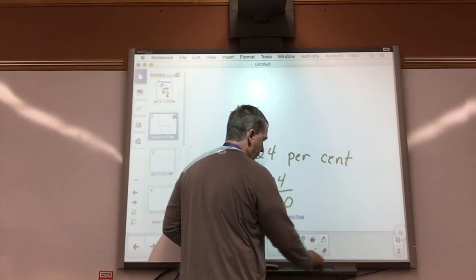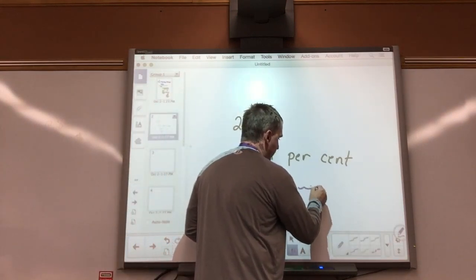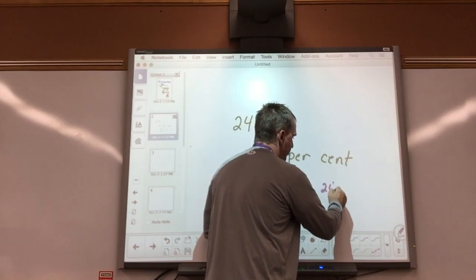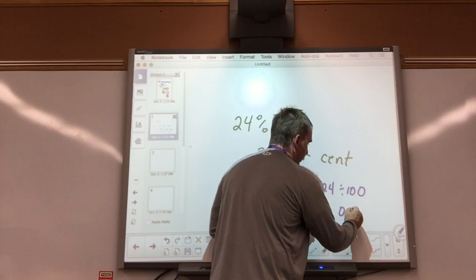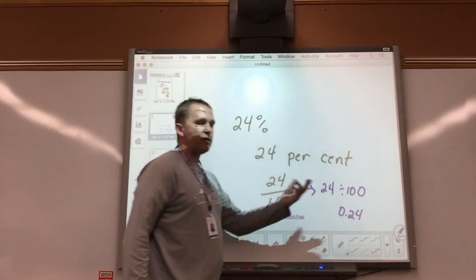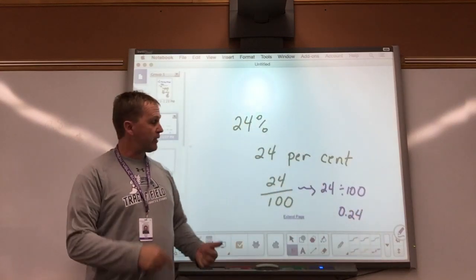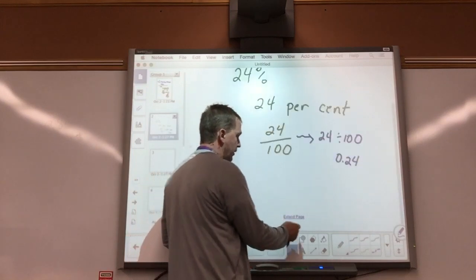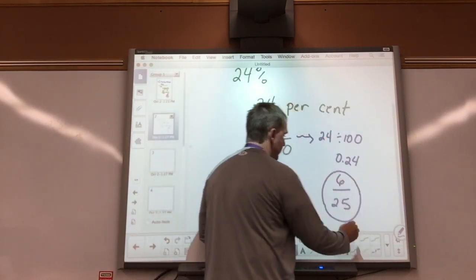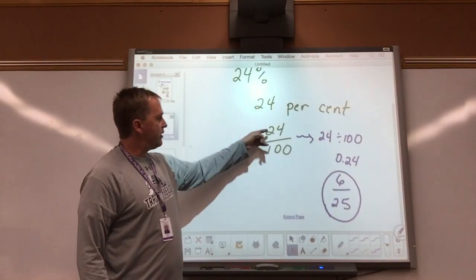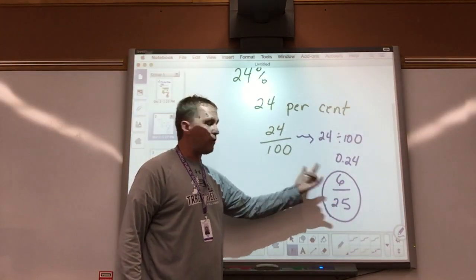Again, here is where I would say you could let the calculator do it. You could take 24 divided by 100 on your calculator. It's going to give you 0.24, and then you could ask it to convert back to a fraction. And when you do so, I believe this one comes back and will say 6/25 is 24 over 100 in simplest form.